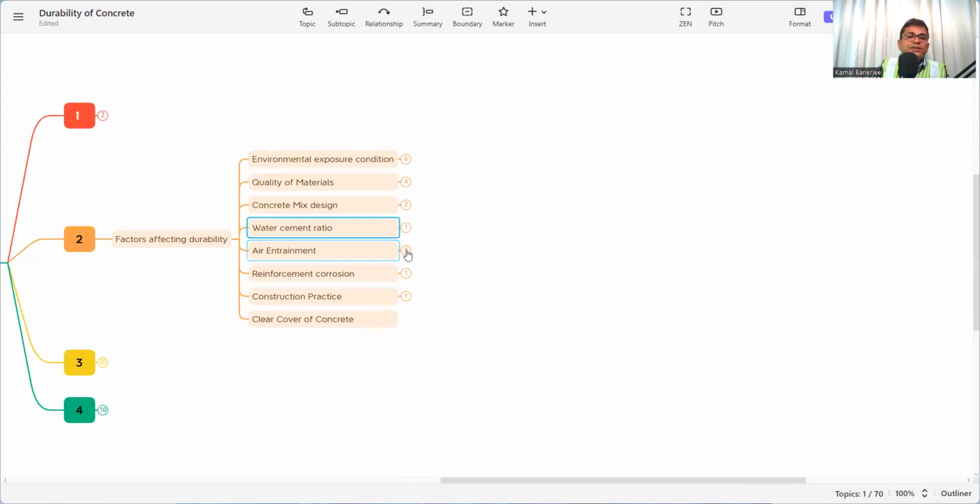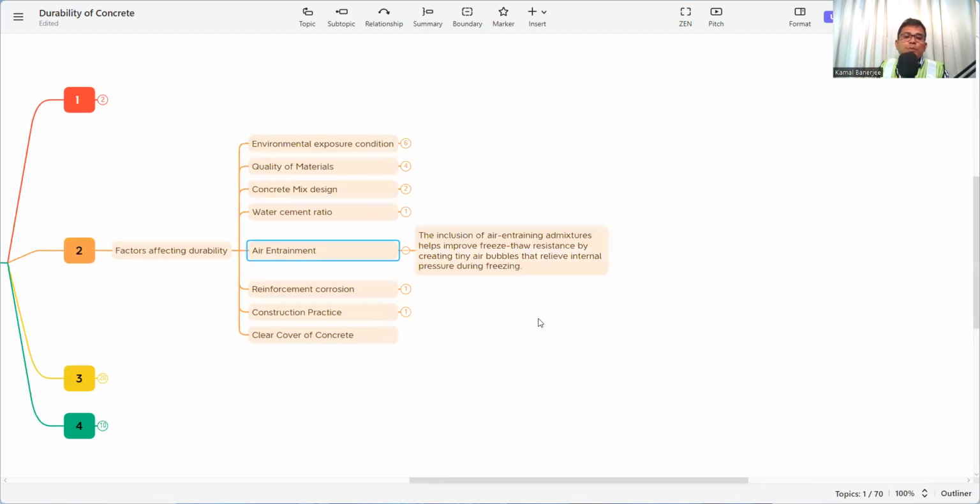And then, air entrainment. The inclusion of air entraining admixture helps improve freeze-thaw resistance by creating tiny air bubbles that relieve internal pressure during freezing. If it is there, then whenever there is a freeze-thaw cycle, ice forms and expands, and the bubbles release the internal pressure during the cycle. So air entrainment also has an effect on the durability of the concrete.